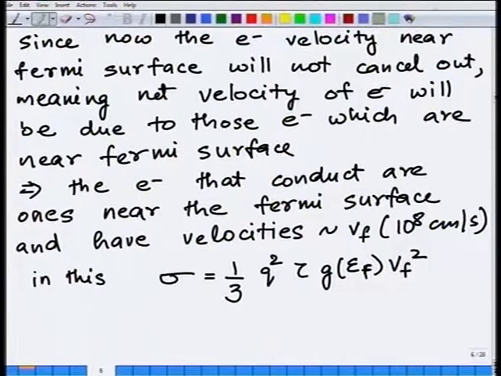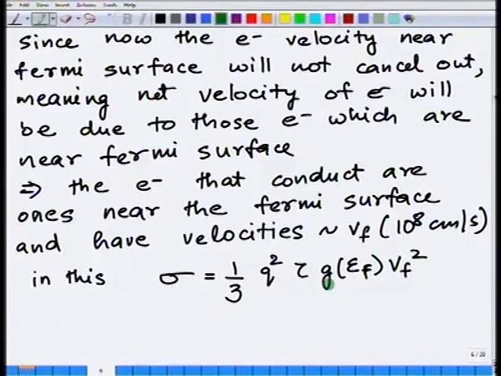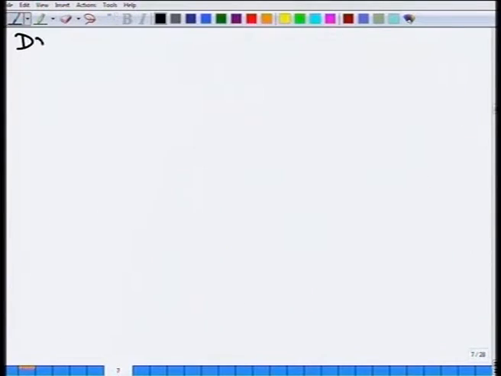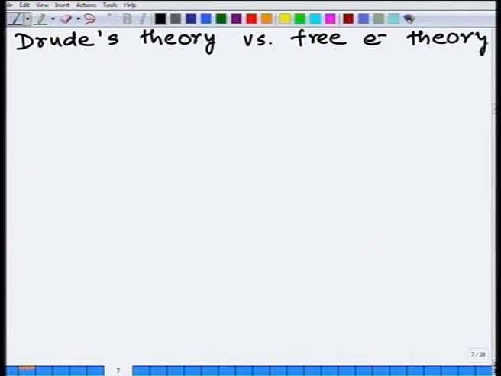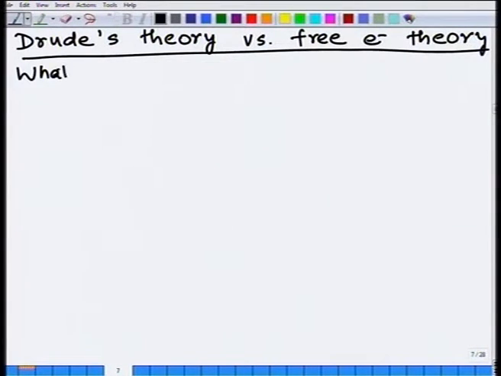Let us analyze what we have gained so far and where the problem continues to be. So, let us first start looking at what we have gained: Drude's theory versus free electron theory. Let us do this first. What has happened? What have we gained by doing this free electron theory?